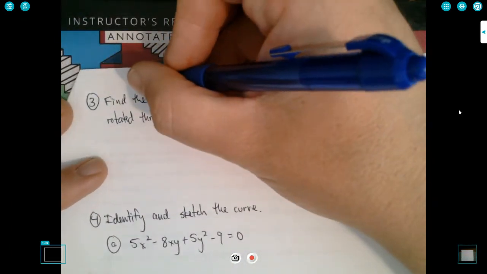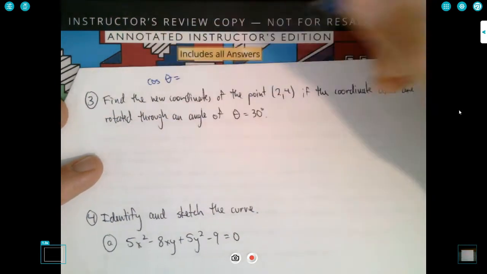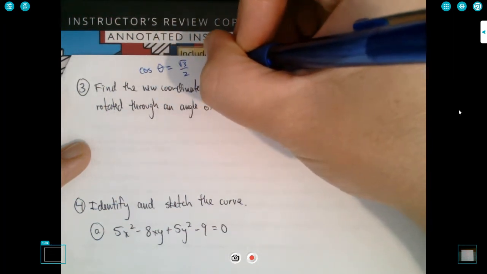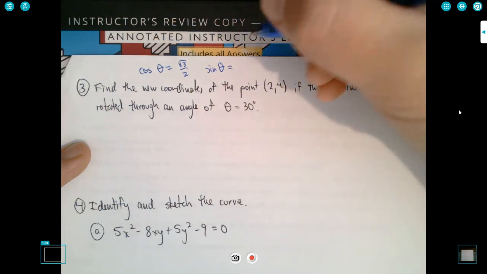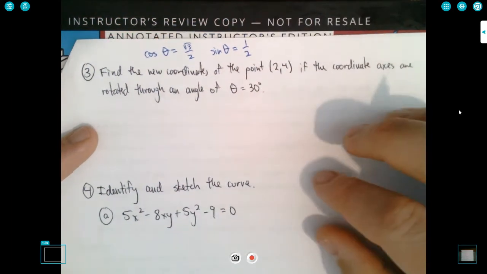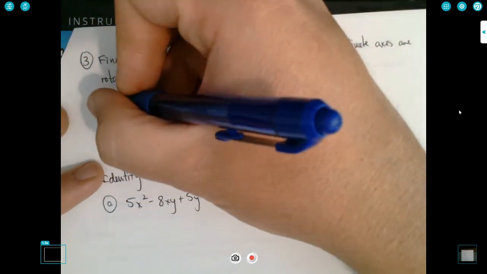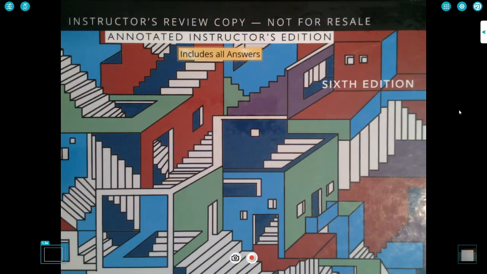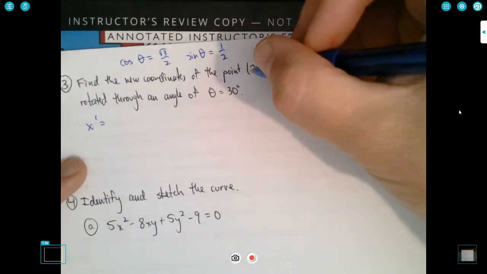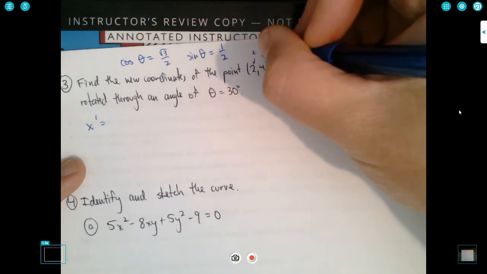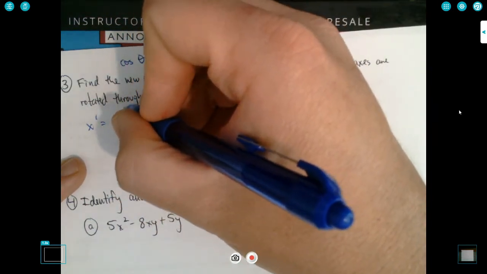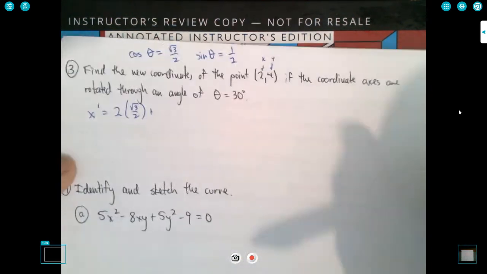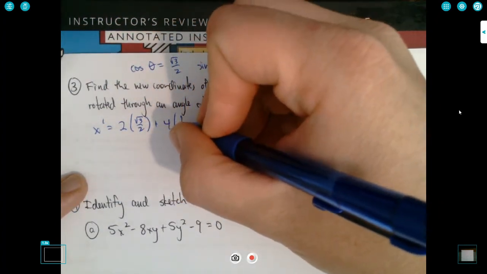Well, so first of all, let me just say cosine theta. So cosine of 30 degrees is root 3 over 2. And sine theta, right, sine of 30 degrees would be 1/2. Okay? So x prime is going to be x cosine theta. So that's 2, right? Because there's x and there's y. So it's going to be 2 times cosine theta plus y times sine theta.